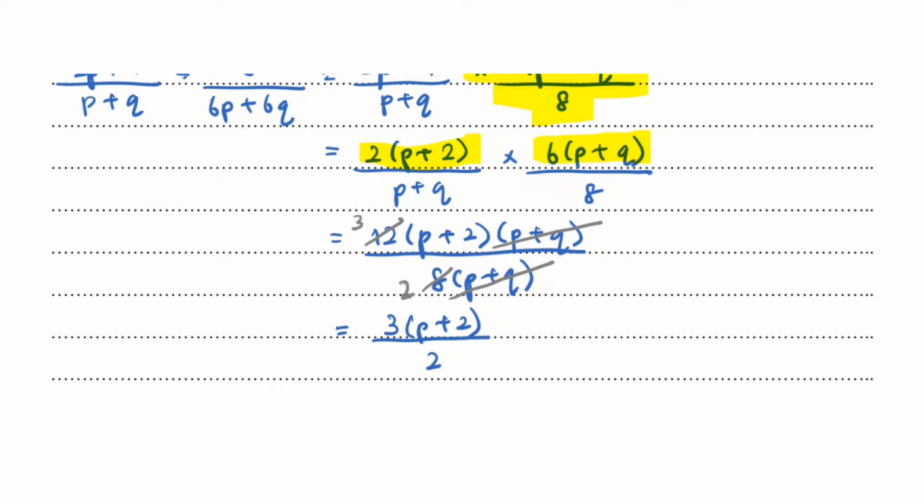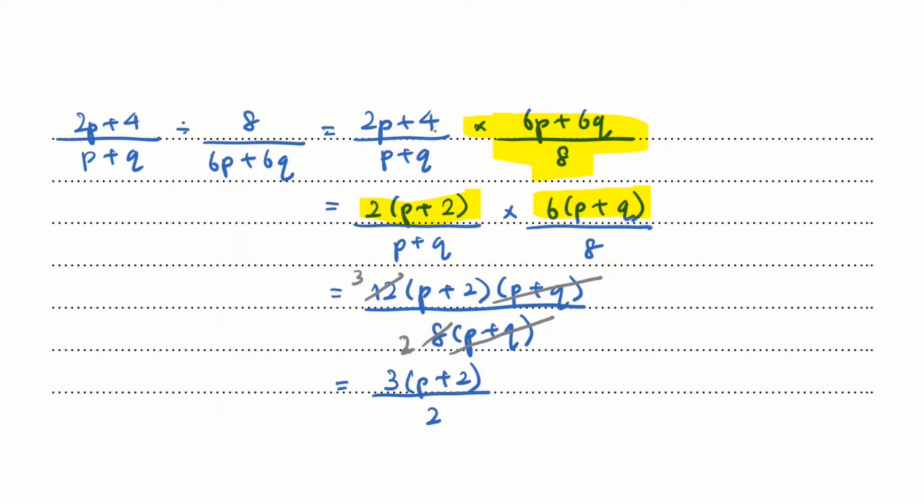The reason why we did not choose to directly multiply at the top is because if we had done 2p plus 4 times 6p plus 6q over 8 times p plus q, it will not be obvious to us in terms of the cancellation. So we should factorize as far as possible first before we do any multiplication.